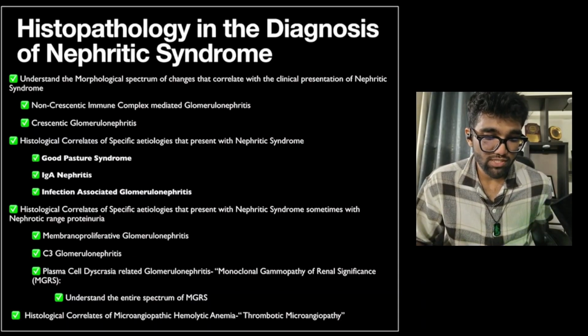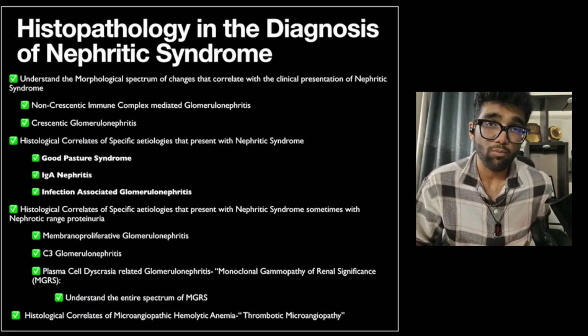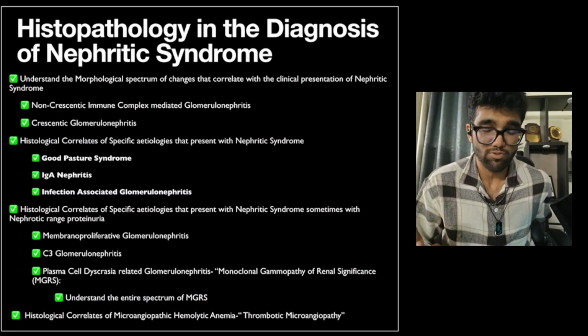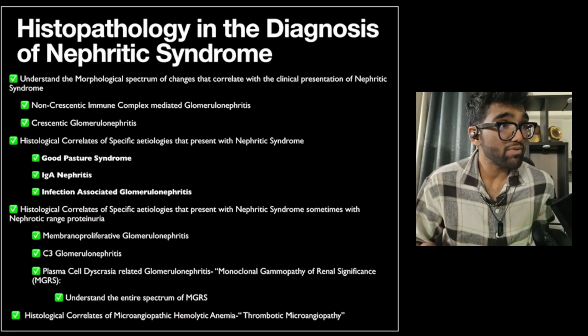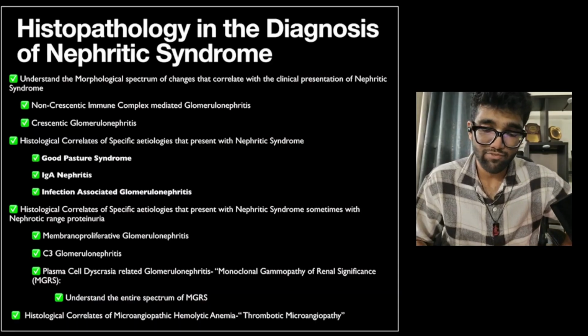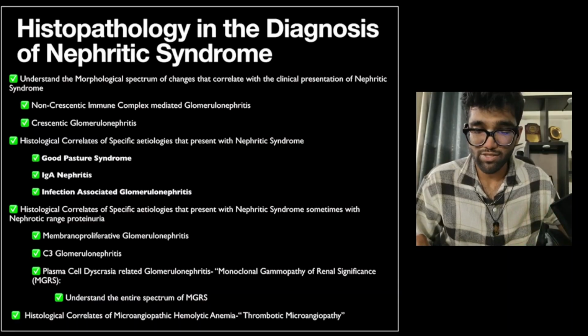And we've also discussed the histological correlates of microangiopathic hemolytic anemia, that is, what is called thrombotic microangiopathy. So we've discussed what constitutes thrombotic microangiopathy under a microscope. So that brings us to the end of this discussion. In the next discussion, we'll be going ahead and talking about interstitial nephritis and then the histology of interstitial nephritis. So I'll look forward to seeing you in that discussion.